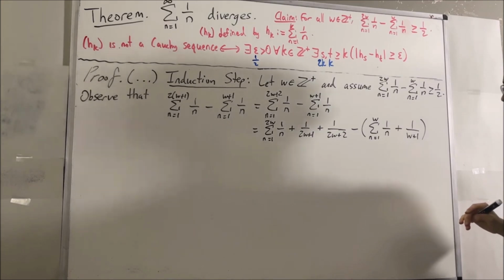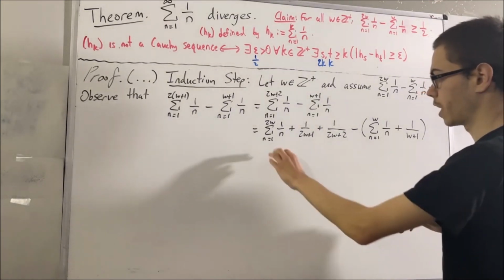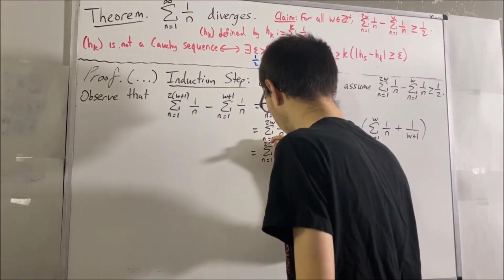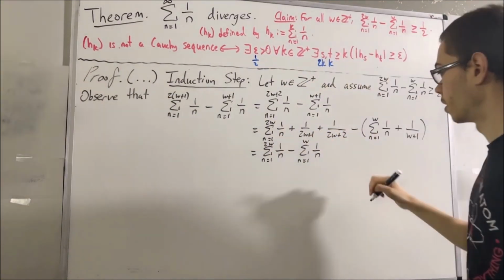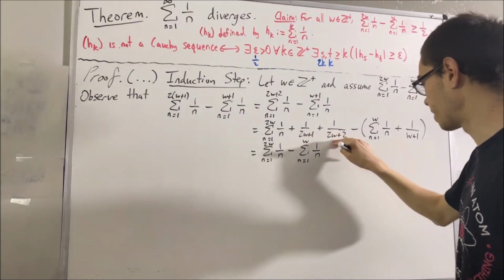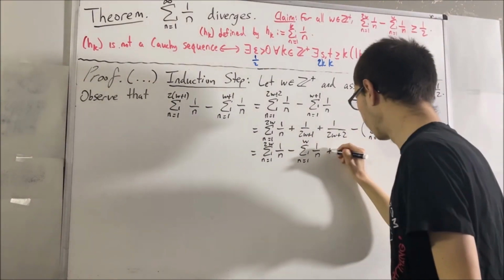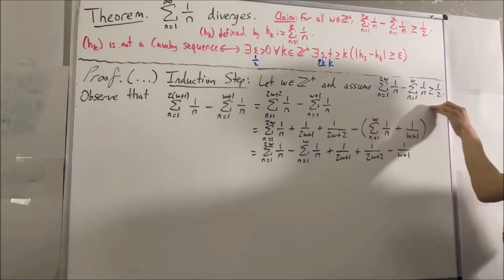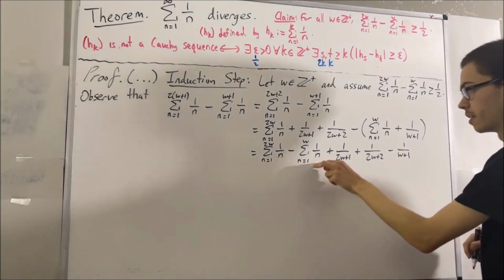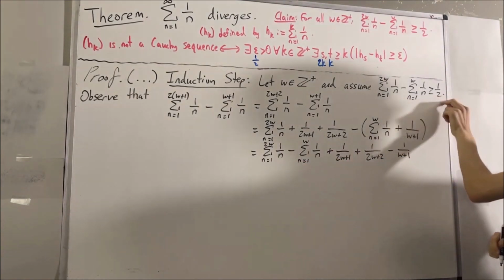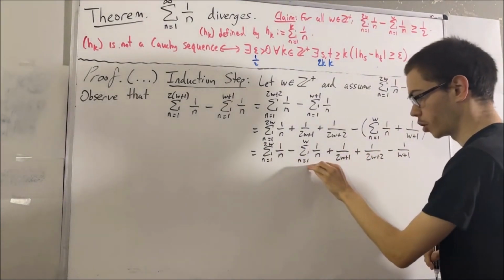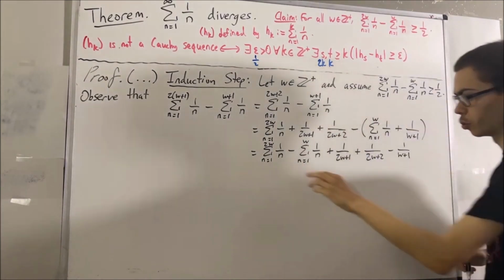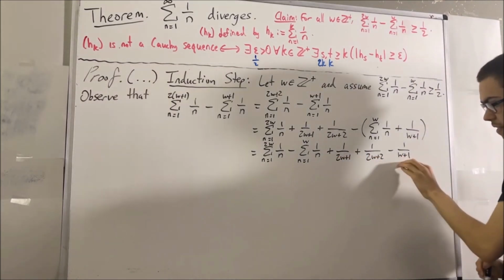And next, I'm just going to regroup some of the terms here. Notice we have this minus this. And then we have plus this, minus this. Now, by the induction hypothesis, we know that this is greater than or equal to 1/2. So since this is greater than or equal to 1/2, it follows that this entire thing is greater than or equal to 1/2 plus this minus this.